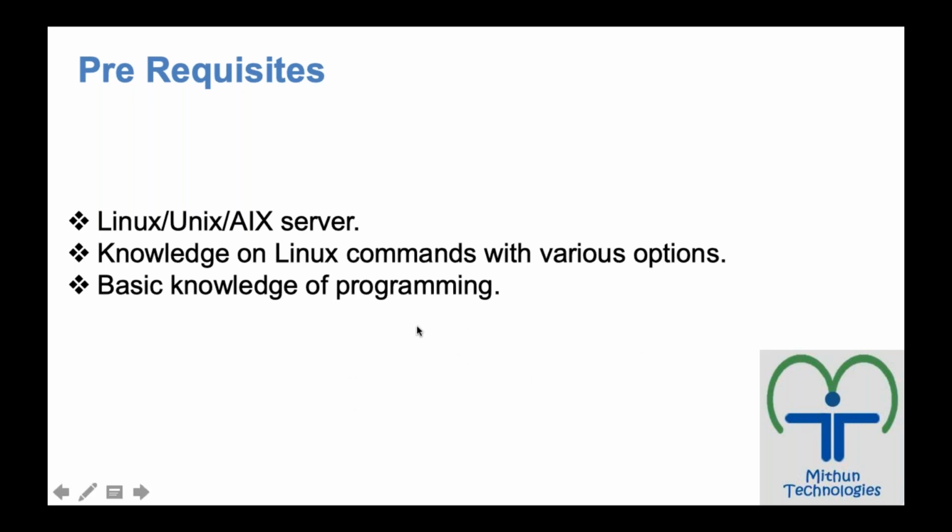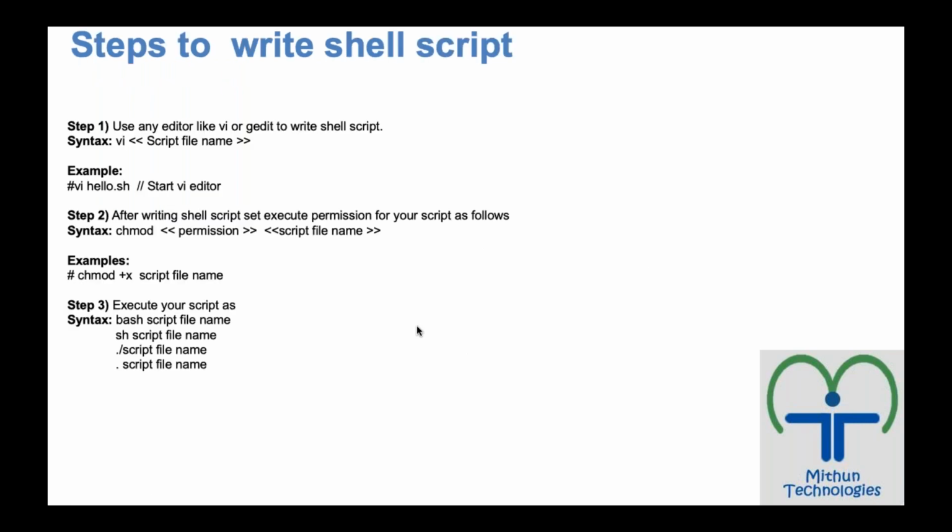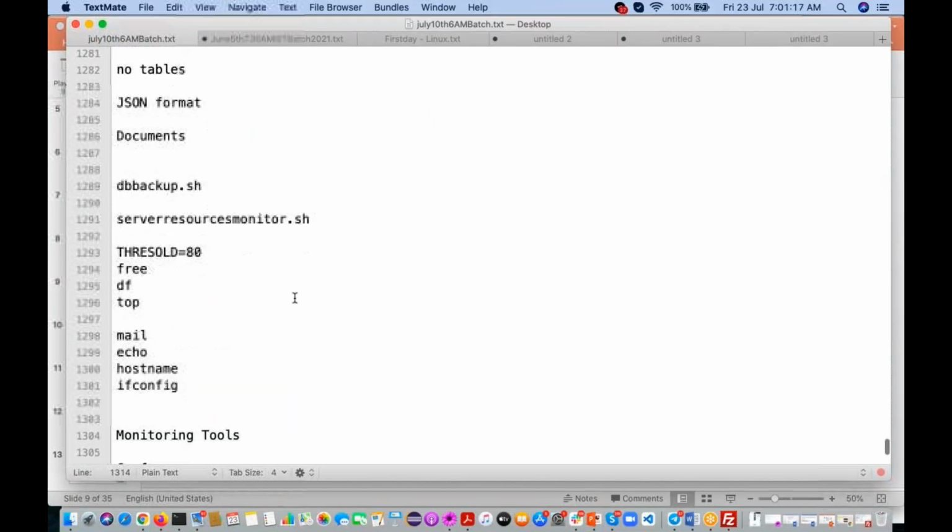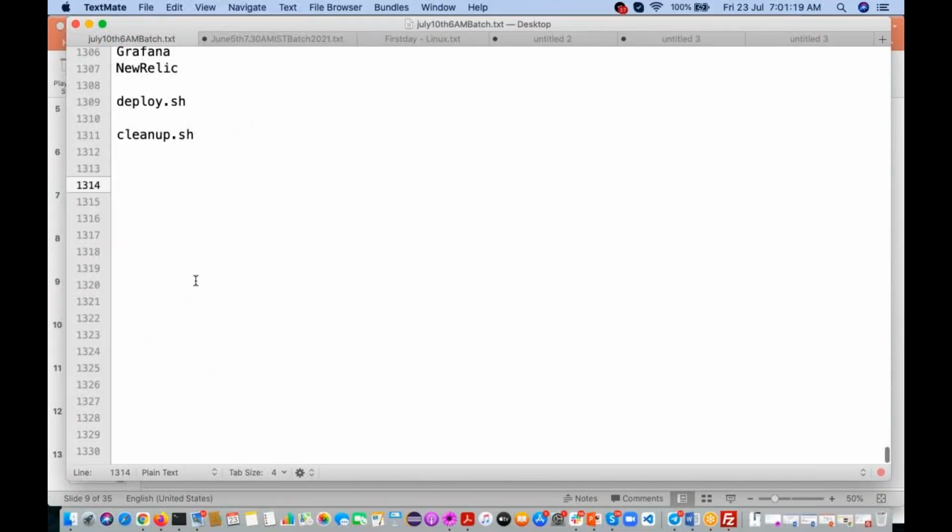Okay, so we'll come back to our technical discussion. Now we'll write our first shell script. A shell script is nothing but a file. We are going to use the VI editor: vi, then give the name hello.sh. I'm giving the extension .sh.